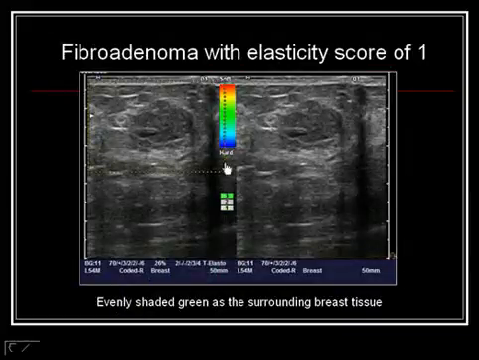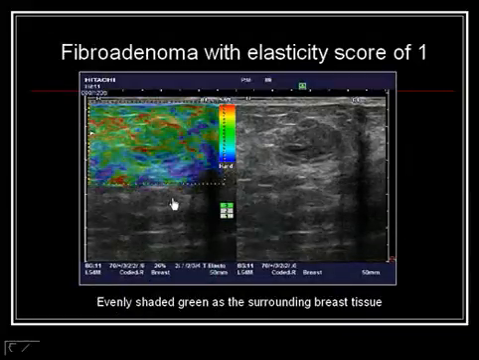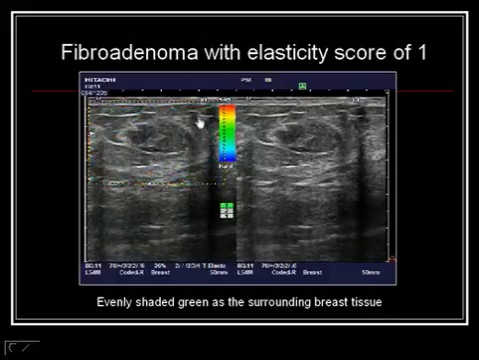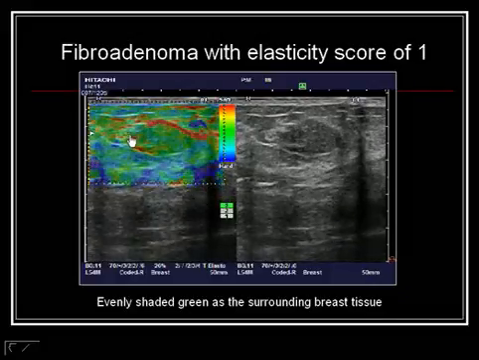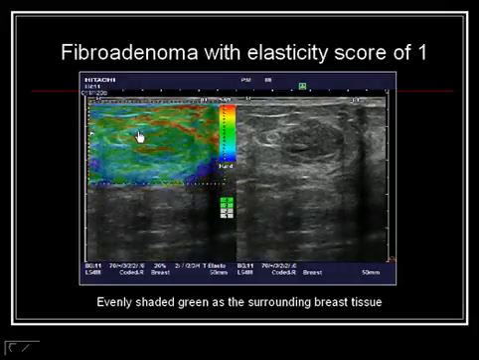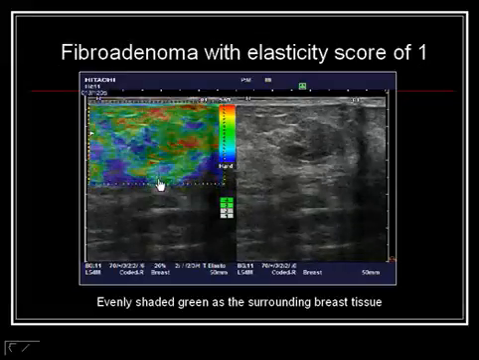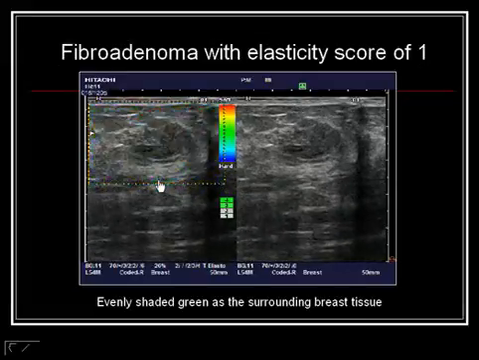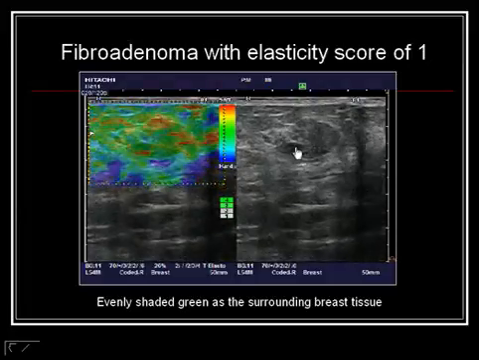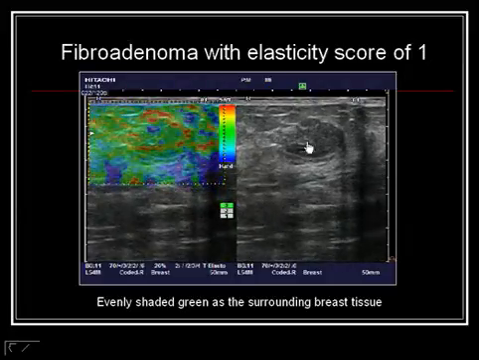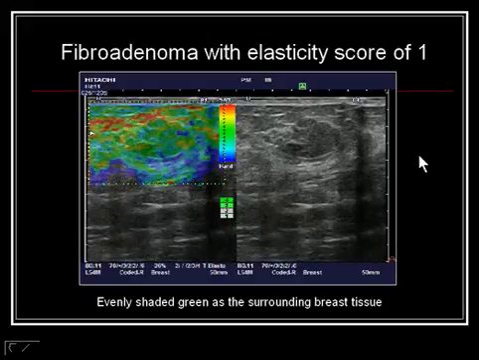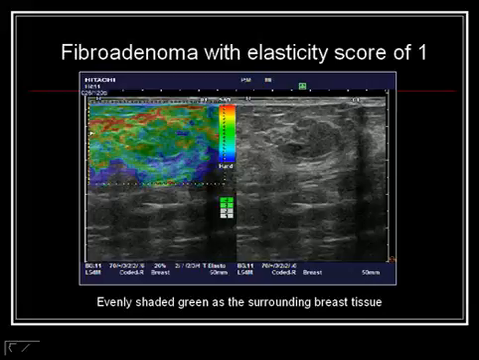This is an example of real-time scanning with elastography, where you are applying very light pressure, and you notice that the actual lesion and the surrounding tissues sort of blend in together. They all are either green or red, which implies that they are soft, not stiff. And on the gray scale image, this corresponds to a lobulated lesion, and this was a fibroadenoma, and this would be given an elasticity score of 1.